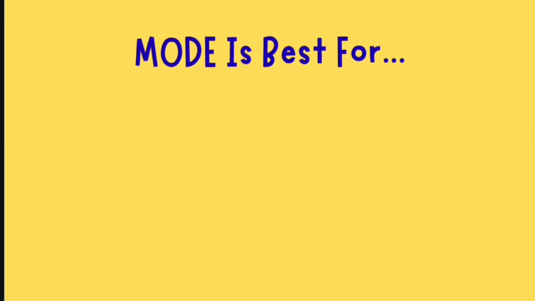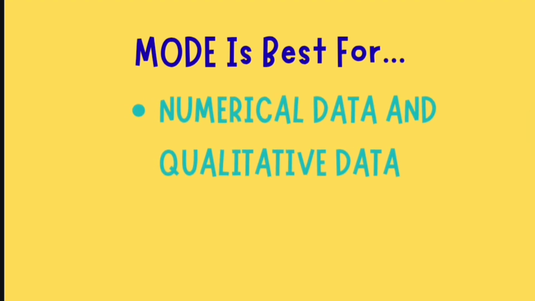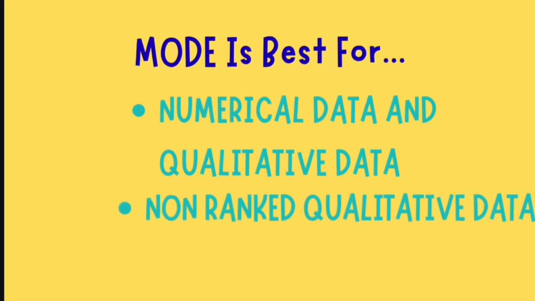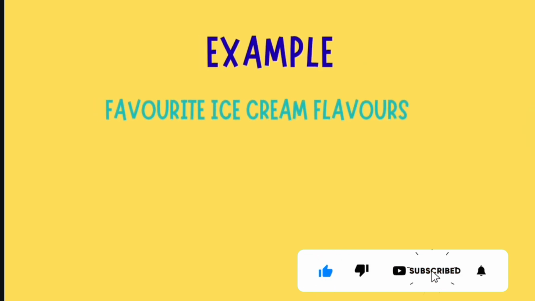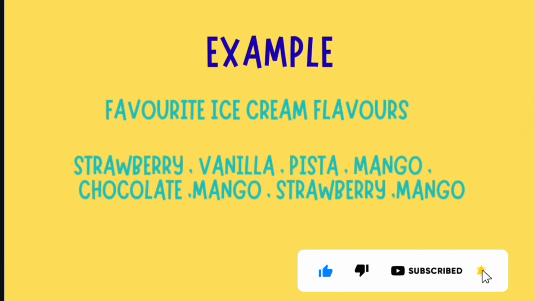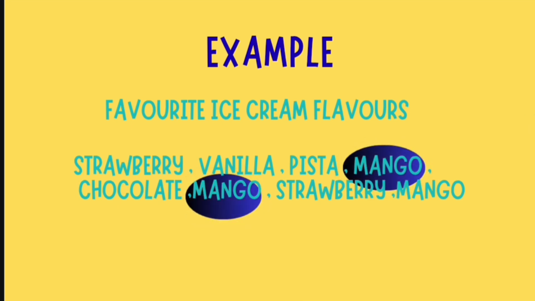So mode can also be used for numerical and qualitative data just like median, but it is very helpful if your qualitative data cannot be ranked or arranged. So let's take the same ice cream flavor example. With mode, there is now no need to arrange the data in any order. You just have to check which flavor repeats the maximum number of times.